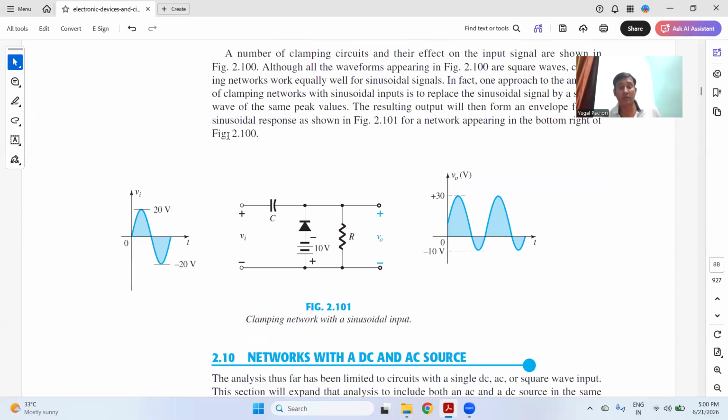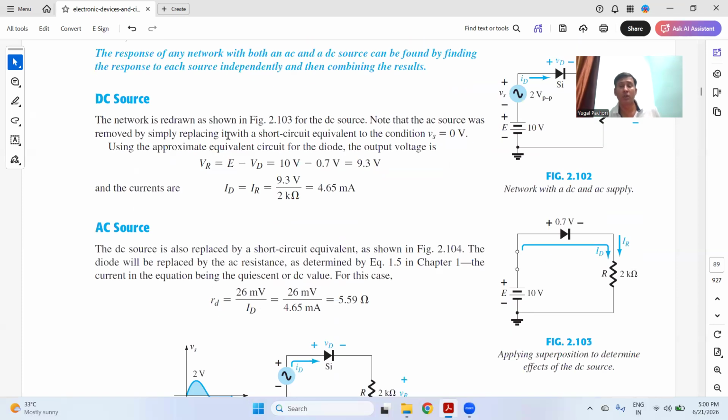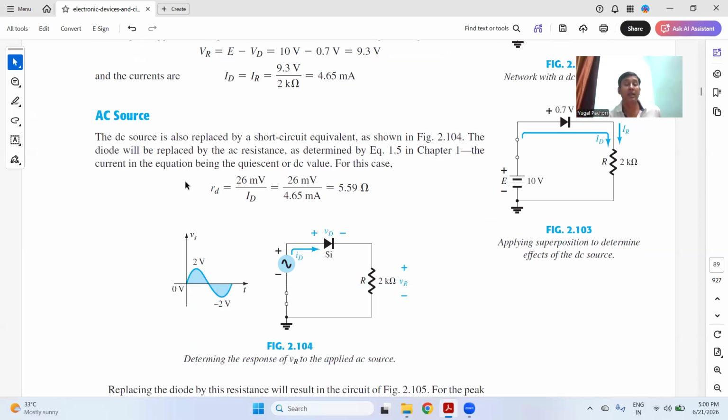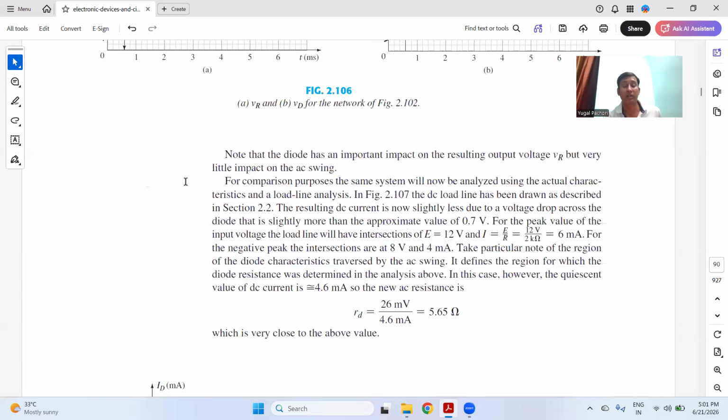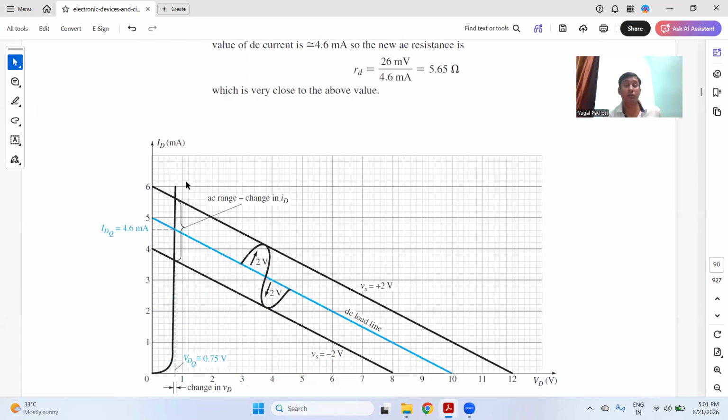Now there is one more topic: networks with DC and AC sources. Suppose you can operate these diodes with two types of sources, the AC source and the DC source. Depending upon them, there are different applications. The DC source applications are different, and the AC source applications are different. So you have AC resistance, you have DC resistance, and you have AC capacitance to the DC. And this has already been discussed in the previous part of my lecture series, and you can find the previous series in the playlist as well.